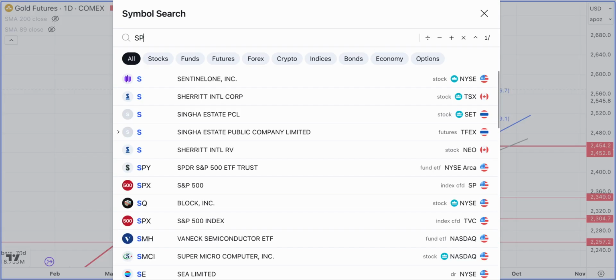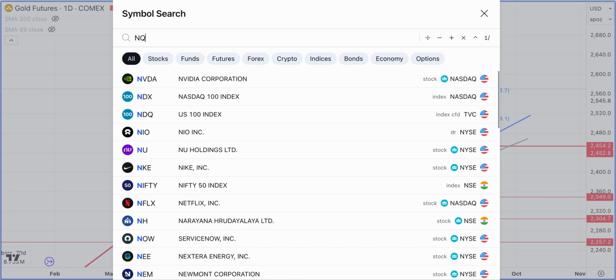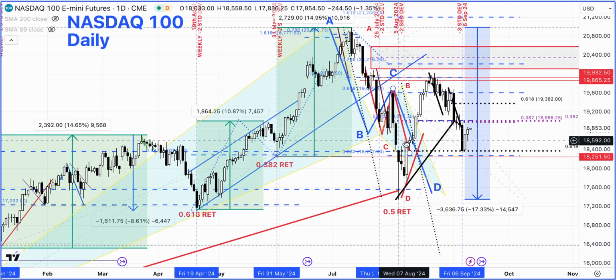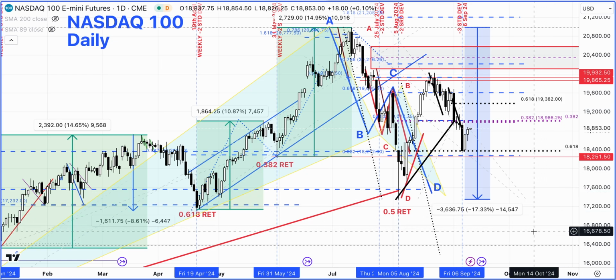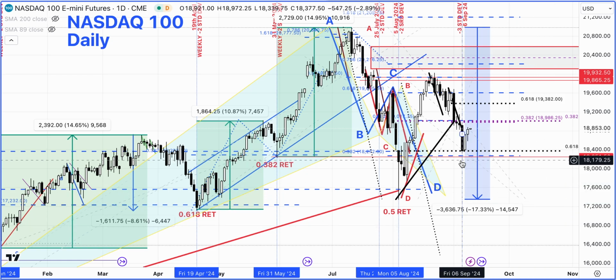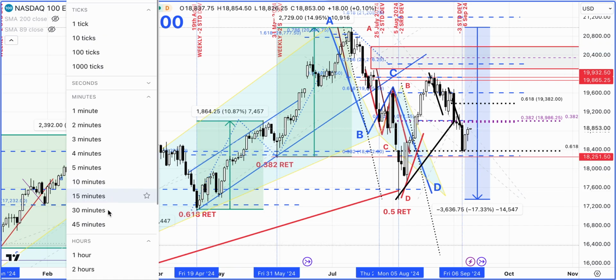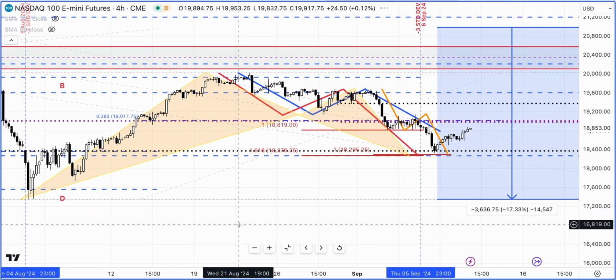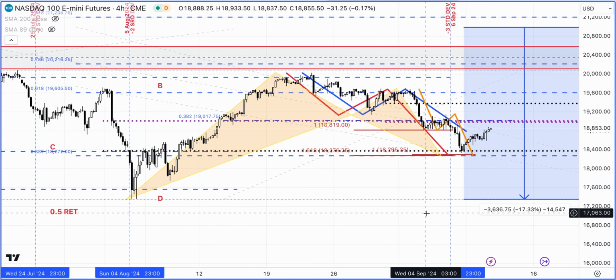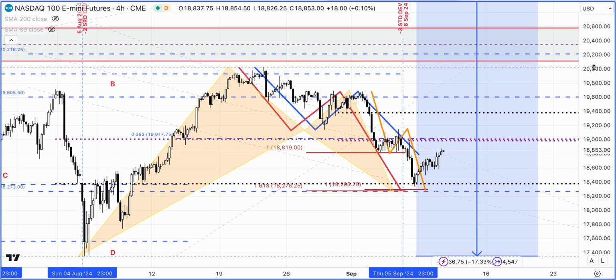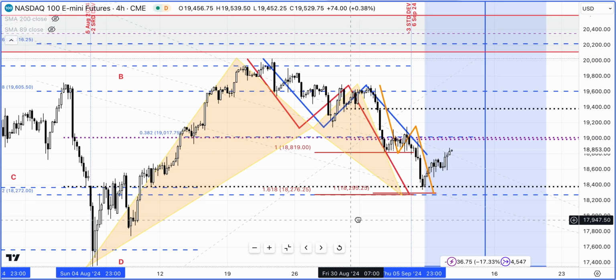Now let's take a look at the NASDAQ 100. Here we go. This is the daily chart of NASDAQ 100. So Friday, 6th of September, this is where the market closed, very close to the 61.8% retracement. But not only that, it was also completing several other pattern formations. So just a reminder of what we looked at last Friday.